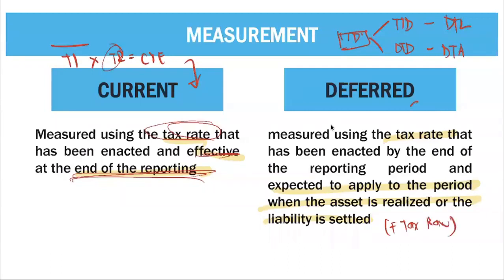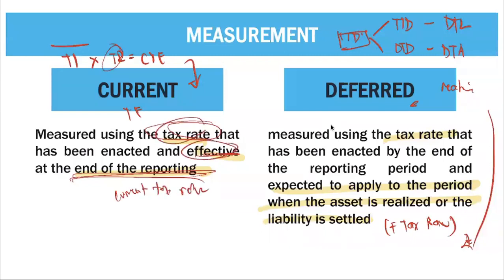Okay? Why? Since it is deferred, it will only be realized in the future. Therefore, it is proper for you to measure it using a future tax rate. But in your current tax expense, since you are computing a current tax expense, you must use your current tax rate. And what is the current tax rate? That is the effective tax rate at the end of the reporting period. What is the future tax rate? That is the tax rate that is expected to apply when you realize your asset and when you settle the liability.